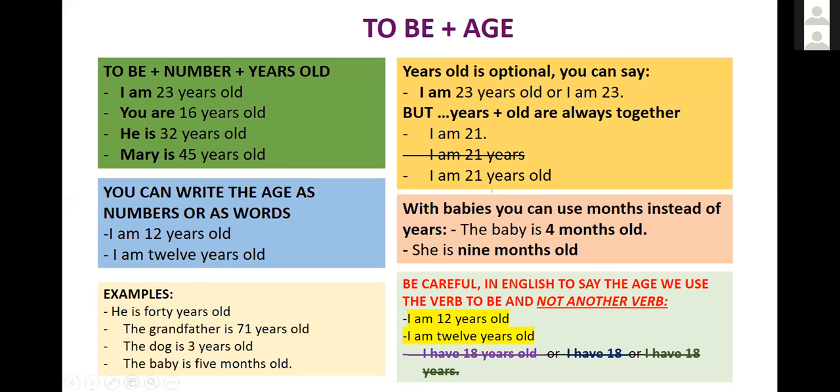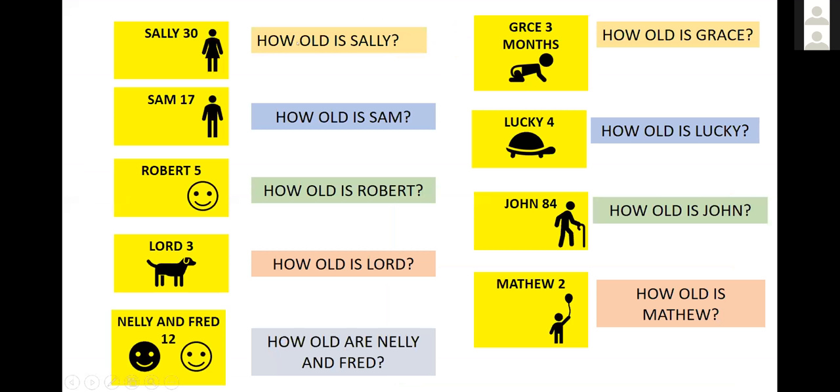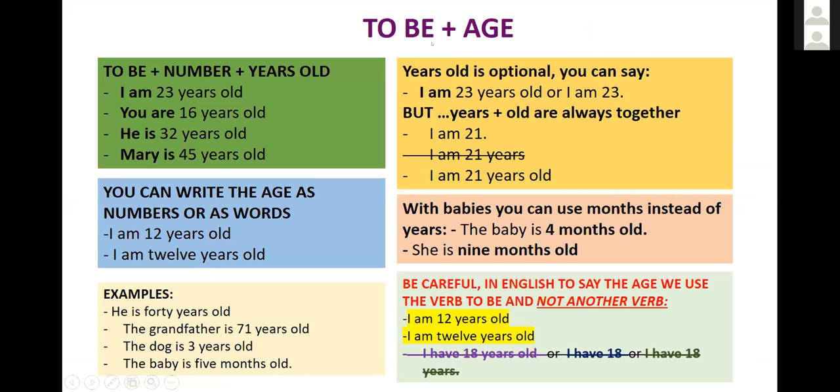Okay. Let's continue the class. Then we have, years old is optional. So you can say, I am 43 years old, as I was saying, or I am 23.